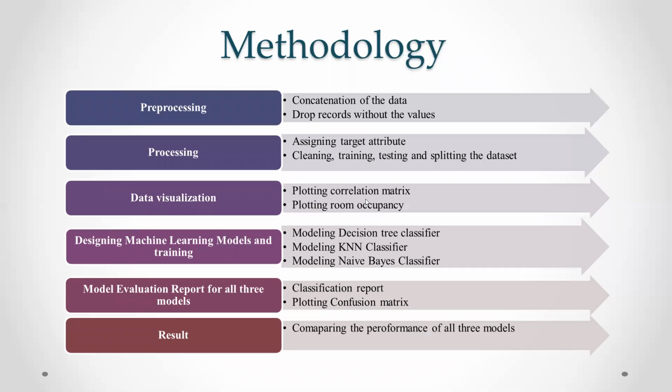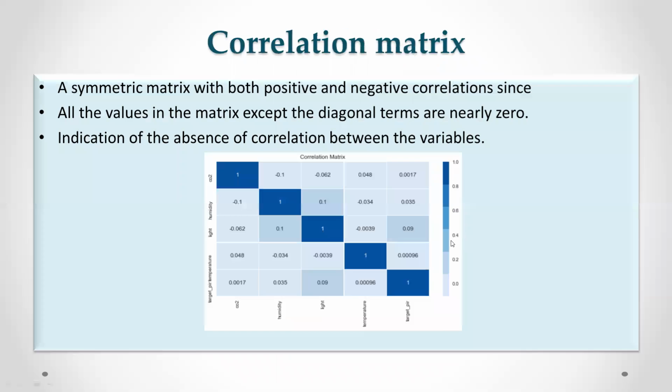After cleaning, training, and testing the data set, the correlation matrix, room occupancy, and histograms of the data were plotted. Finally, the performance and the confusion matrix of all 3 models were interpreted after modeling them. Correlation matrix. It's obviously a symmetric matrix as every pair will have the same relation either way. So all the values in the matrix except the diagonal terms are nearly zero, which means that there is no linear relationship or less linear relationship between any of the features of the data. Also, we should note that some are positively correlated and some are negatively correlated.